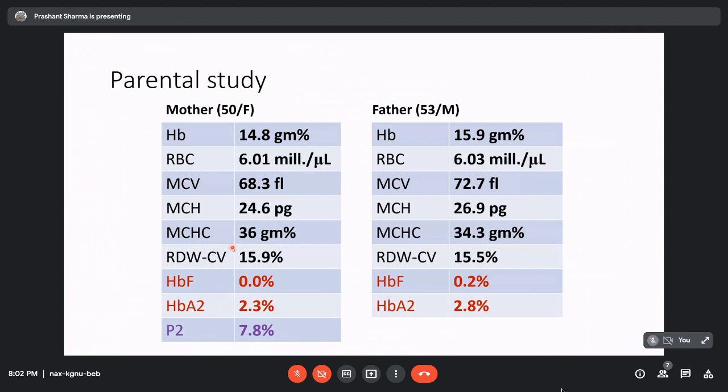In hemoglobinopathies, it's easy. You do a parental study. These are his parents. Their hemoglobins were perfectly normal, but both of them had microcytic hypochromic RBC indices, MCV of 68.3 in his mom and 72.7 in his father, with a relatively normal RDW, just slightly elevated. HPLC in both was normal. We just discussed, look at the RBC count, it's high in both of them. So we are looking at a cause of thalassemic red cell indices which is not beta thalassemia trait. His parents most likely have alpha thalassemia trait.